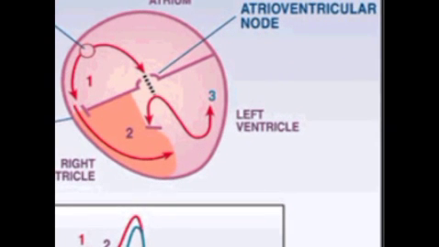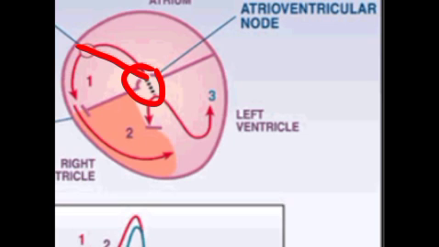If you see here, this is a normal conduction through the AV node. In the normal conduction through the AV node, there will be some delay. For instance, the electrical current goes from the sinoatrial node to the AV node, through the AV junction and bundle of His, to the right and left bundle branches. This is a normal pathway.